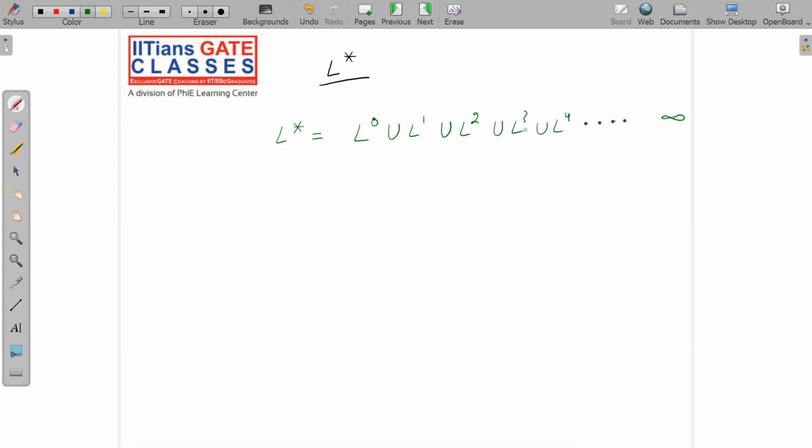Okay, this is an infinite union of L power 0, L power 1, L power 2, L power 3, and so on. What is L power 2? L power 2 is L dot L. L power 3 means what? L dot L dot L. That means concatenation operation. So this is a very, very simple case. So all those languages which are closed under concatenation operation will be closed under Kleene star operation.